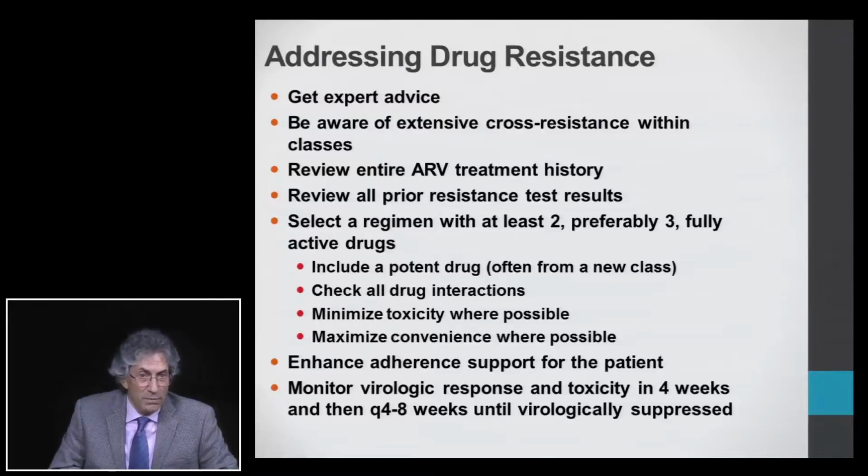You have to select a regimen with at least 2 and preferably 3 active drugs, hopefully at least 1 potent drug, hopefully from a new class, if you can find that. You have to look for all the drug interactions, and still you want to minimize toxicity and maximize convenience. And that's why getting expert advice is usually helpful when you have to come up with second and third line regimens.